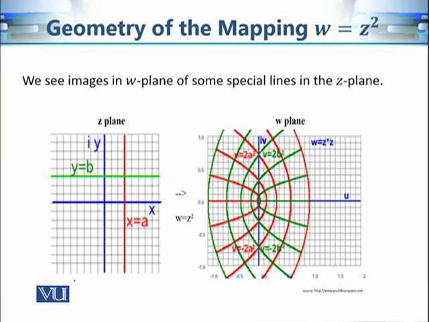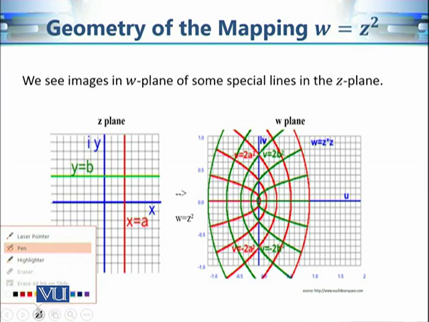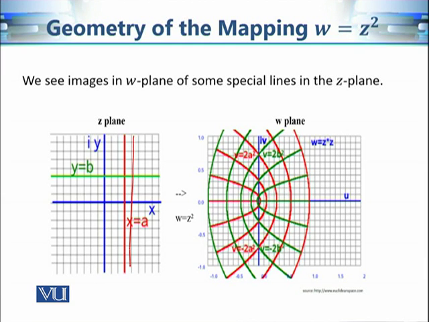Now our claim is, when we apply this z square onto lines which are perpendicular, these red lines perpendicular to this real axis, or vertical lines, then they will be mapped onto these red parabolas. And if we apply this mapping z square to these horizontal lines, in other words these green lines, they will be mapped onto these green parabolas. Now let's see how to prove this claim.